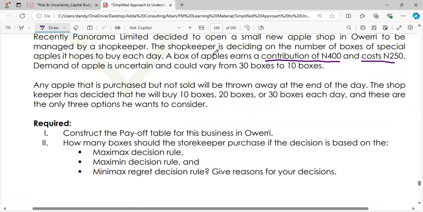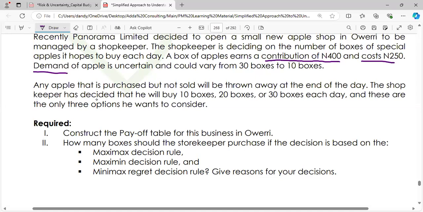You are now told that the storekeeper is deciding on the boxes of special apples he hopes to buy. A box of apple earns a contribution of 400 naira and costs 250 naira. Demand of apple, that's what I'm looking for. Demand of apple is uncertain and could vary from 30 boxes to 10 boxes. So your state of nature is as per demand of apple. What will customers demand for the apple? So that's your state of nature.